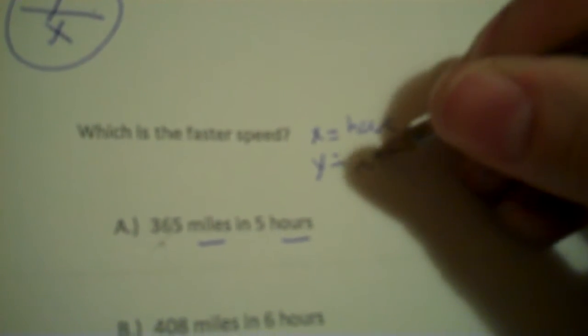What's the faster speed? So again, we identify X and Y. We got miles and hours. Well, hours is X. X is always time, and Y is miles. And I set up 2 division lines because I have 2 options to pick from, and we always take the Y divided by the X. So it's miles divided by hours.